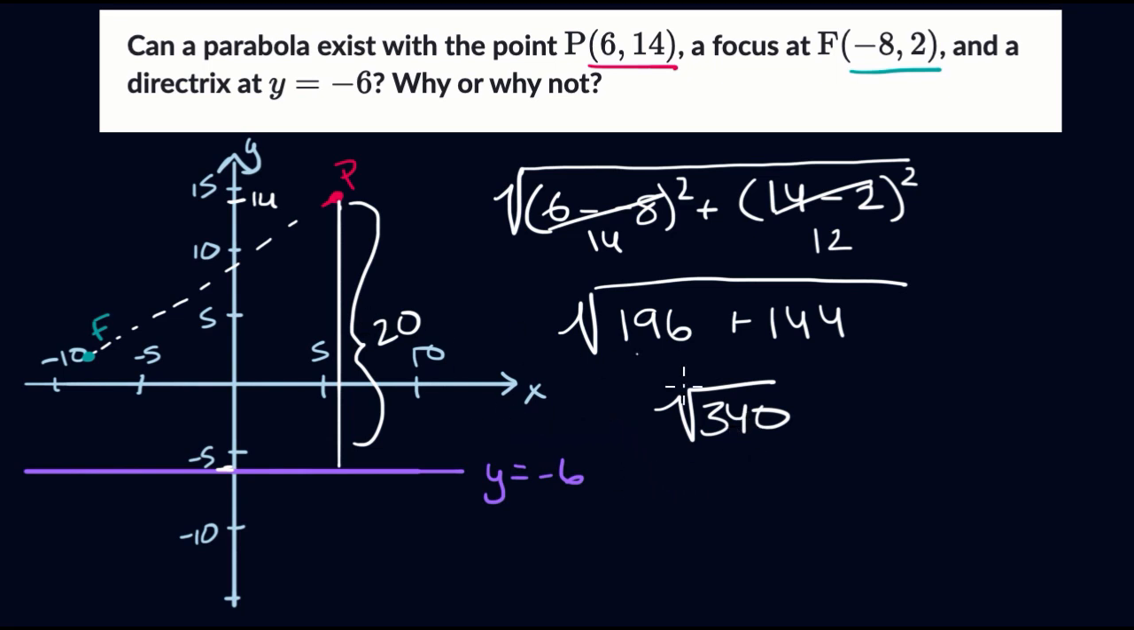And we already know that this value is not equal to 20. This does not equal 20. 20 squared is 400. So we already see that this distance and that distance are not equal. And so this point cannot exist on the parabola that has that as a focus and that as a directrix.